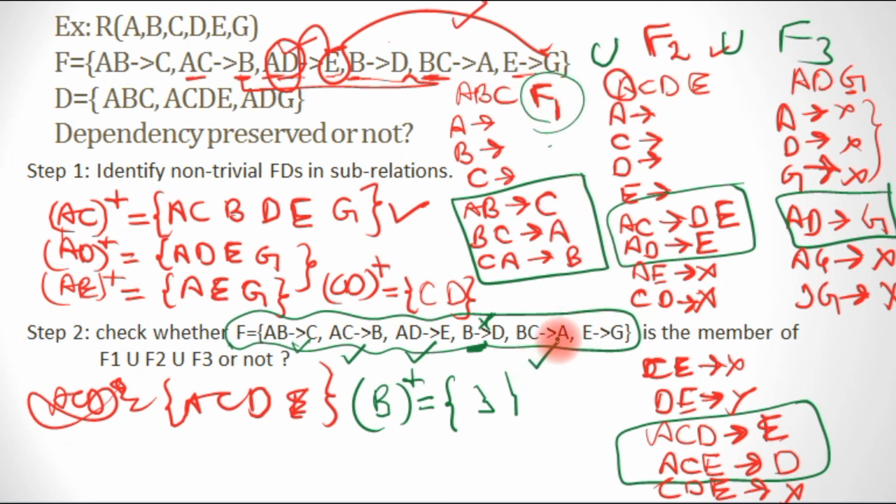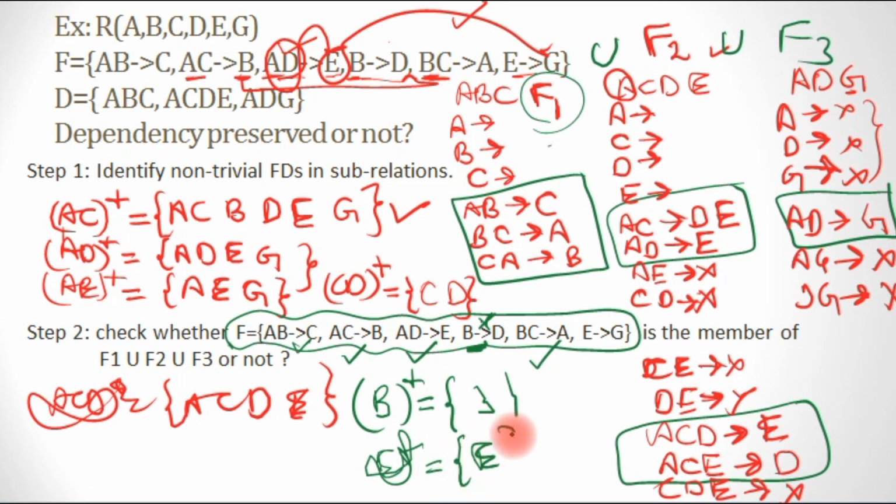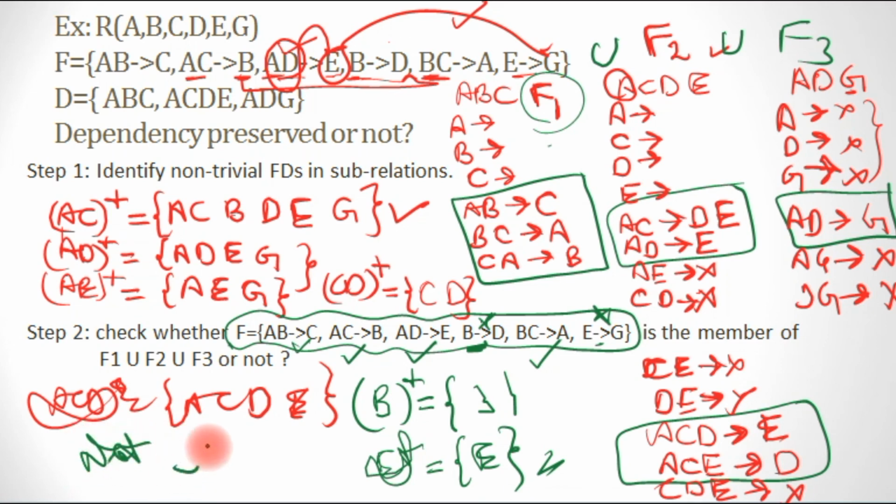BC determines A, yes, it is present. E determines G, E determines G is not here. So find the attribute closure of E in F1 union F2 union F3, and it is E. So yes, this also is not present in F1 union F2 union F3. So that's why we can say that this decomposition is not dependency preserved. So this is not a dependency preserving decomposition.